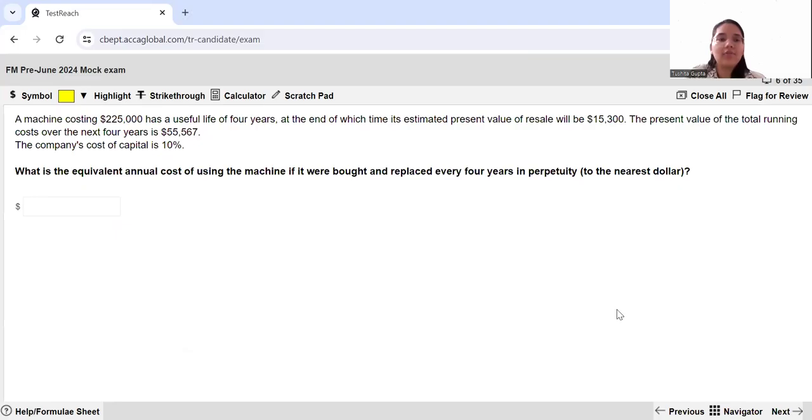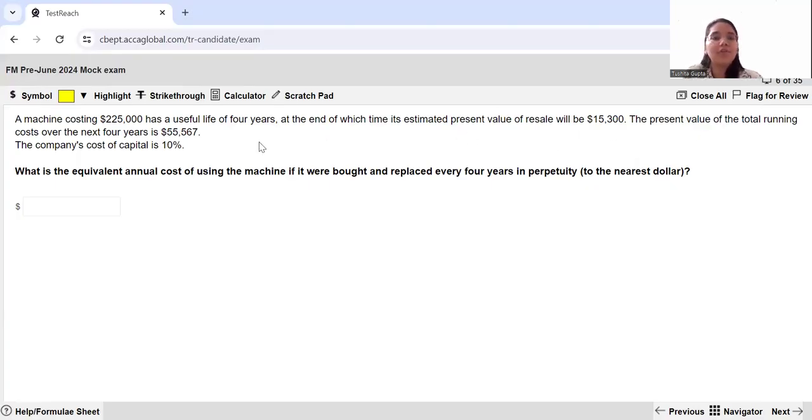Moving ahead to the sixth question, a machine costing $225,000 has a useful life of 4 years, at the end of which its estimated present value of resale will be 15,300. So they've already given you the present value of the resale. You do not need to discount this. This has already been discounted. This is the present value.